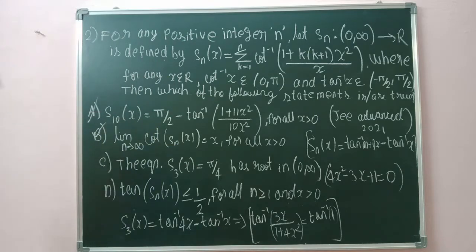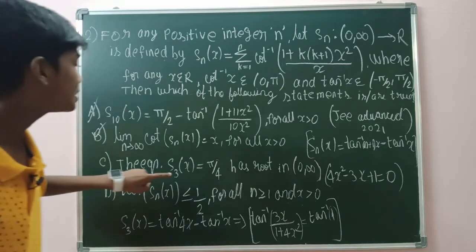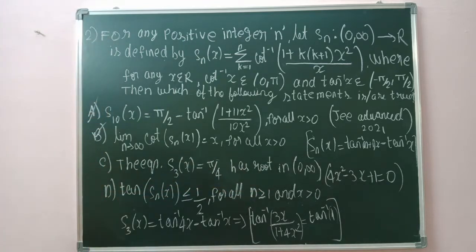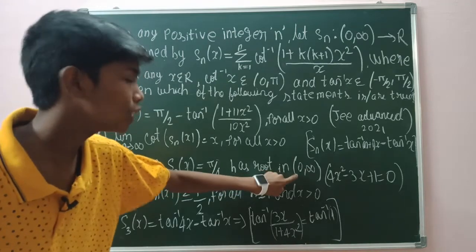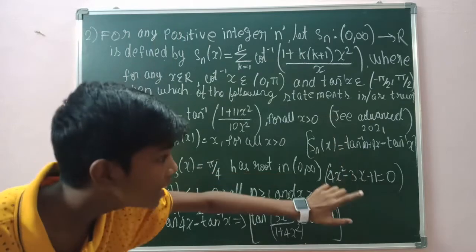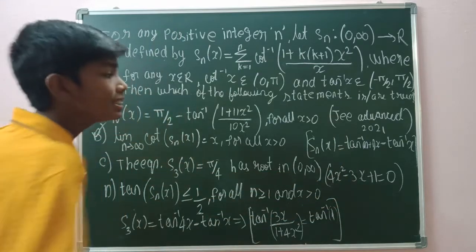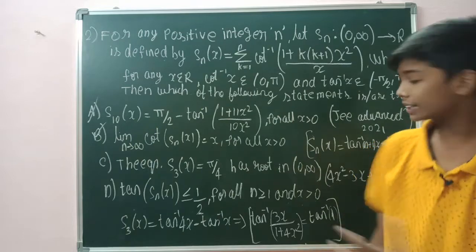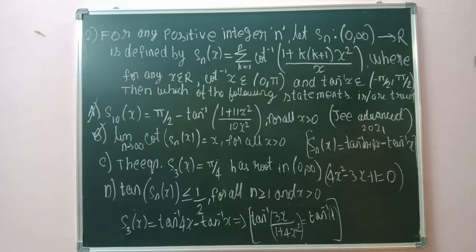And in the options it is given that the equation S3 of x is equal to pi by 4 has root in 0 to infinity. What does that mean? This is a positive value, 0 to infinity, positive direction it's going. But in this equation we know that this equation has an imaginary root, because the discriminant for this equation is less than 0.